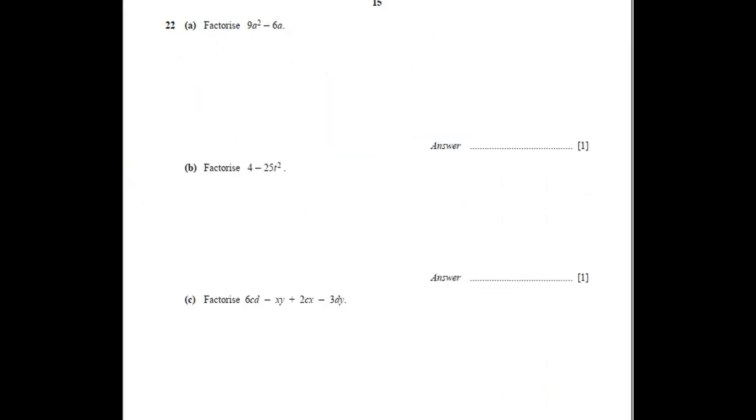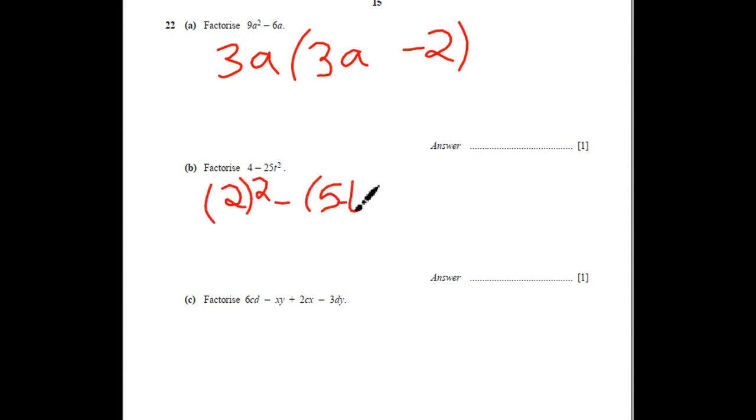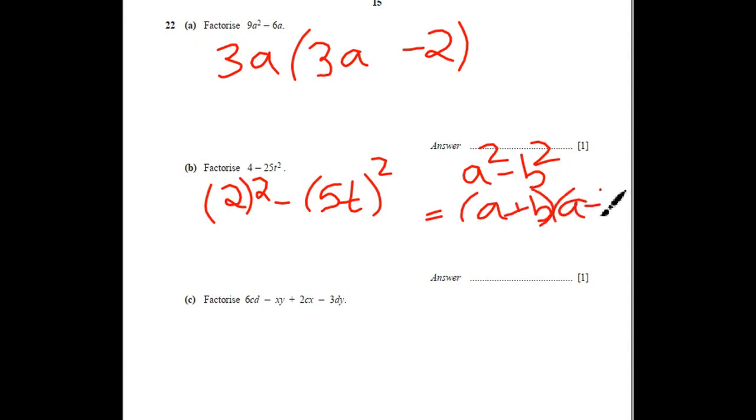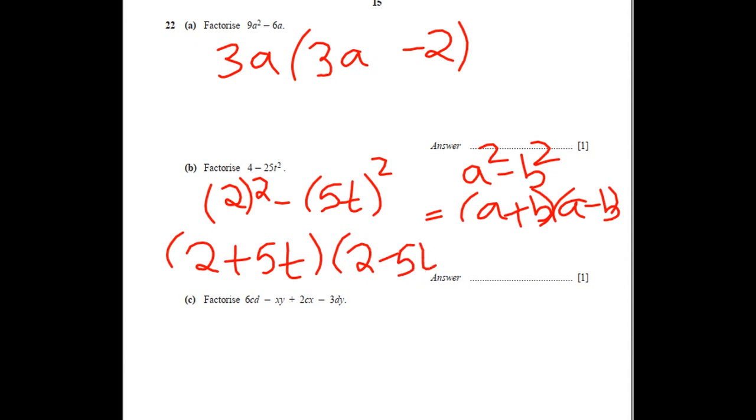Question 22, part A, factorize. 3 is common and A is common. We're left with 3A minus 2. This is the final factorized form. Part B, factorize this. Can we take anything outside of the brackets? No, we can't, but we can write this as 2 whole square minus 5t whole square, and we know the formula a square minus b square is equals to a plus b, a minus b. So we write 2 plus 5t and 2 minus 5t, which is the final answer.